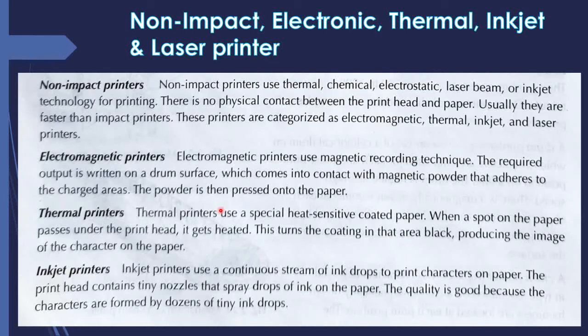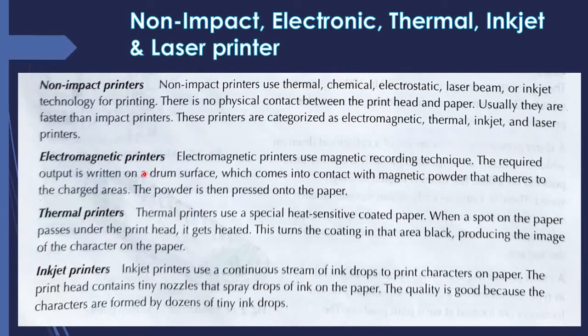Non-impact printers actually use thermal, chemical, electrostatic, laser beam or inkjet technology for printing. There is no physical contact between the print head and the paper. Usually they are faster than impact printers. These printers are categorized as electromagnetic, thermal, inkjet and laser printers. Okay, non-impact printers are popular nowadays for home, office and business purposes, because they are easy and quite fast.